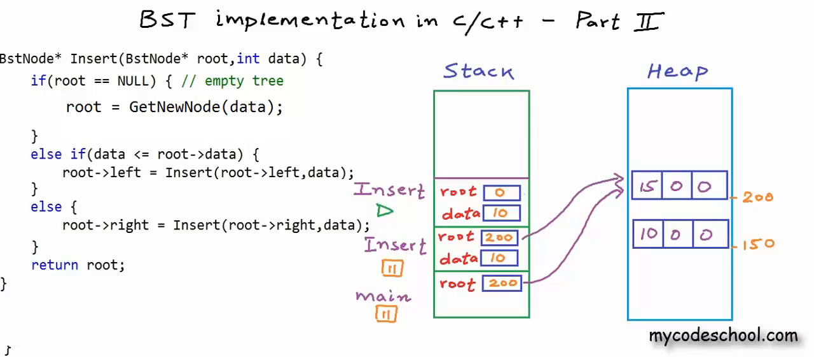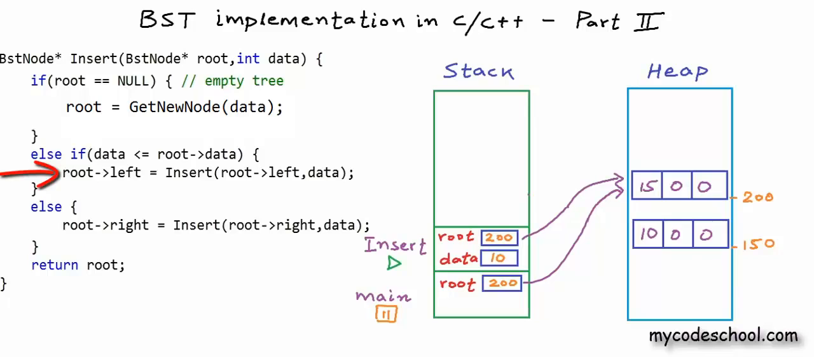Execution of this call to insert will resume at this line. Return of get new node will be set here, and now this call to insert will return address 150 and finish. Insert below will resume at this line, and now in this insert call, the left child of this node at address 200 will be set as the return of the previous insert call, which is 150. So now these two nodes are linked, and finally this insert call will finish.